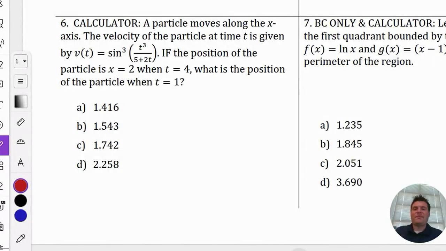For our next problem, we do have the calculator available to us. A particle moves along the x-axis. The velocity of the particle at time t is given by v of t, and you can see it right there. If, and that's a big if right there, the position of the particle is x equals 2 when t is 4, what's the position of the particle when t is equal to 1?